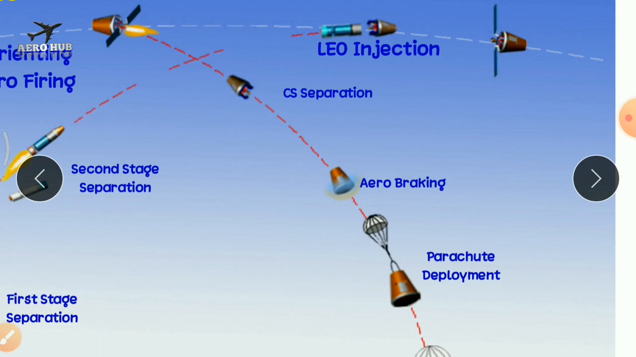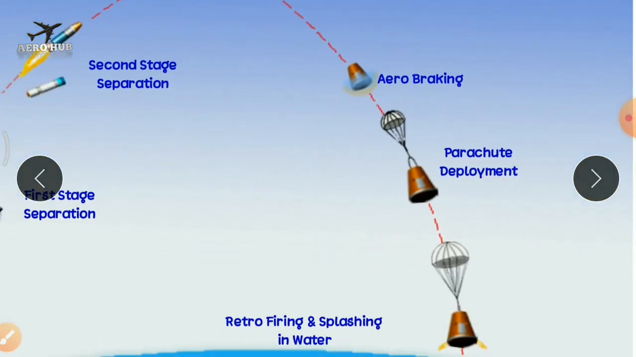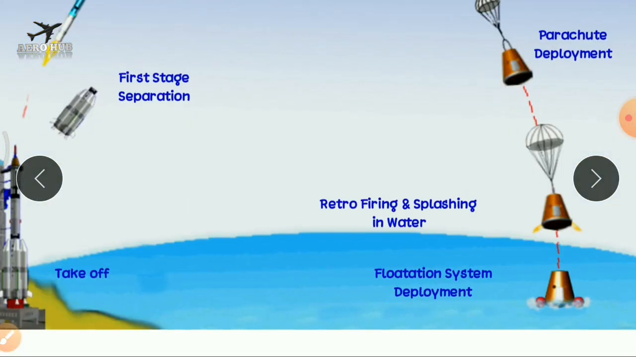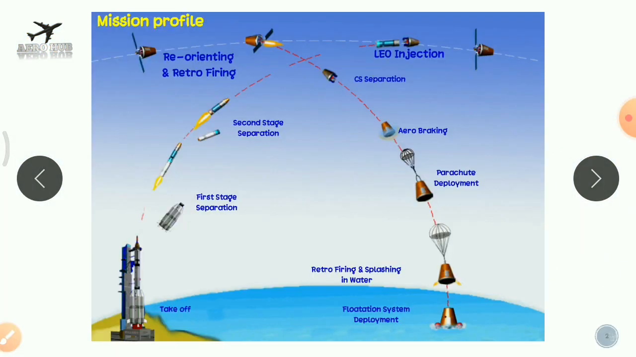Finally, there will be parachute deployment, and the capsule will be entering into the water or a sea. So this is about the mission profile of a typical launch vehicle, and we also discussed the reusable launch vehicle case. In the next lecture we will discuss types of staging: what is parallel staging and serial staging.